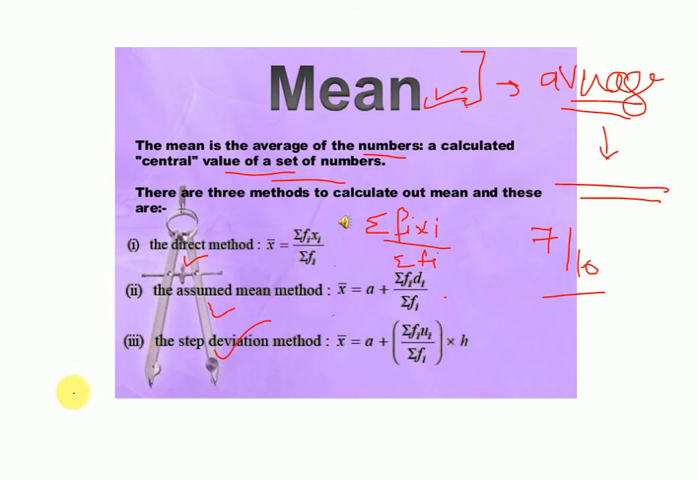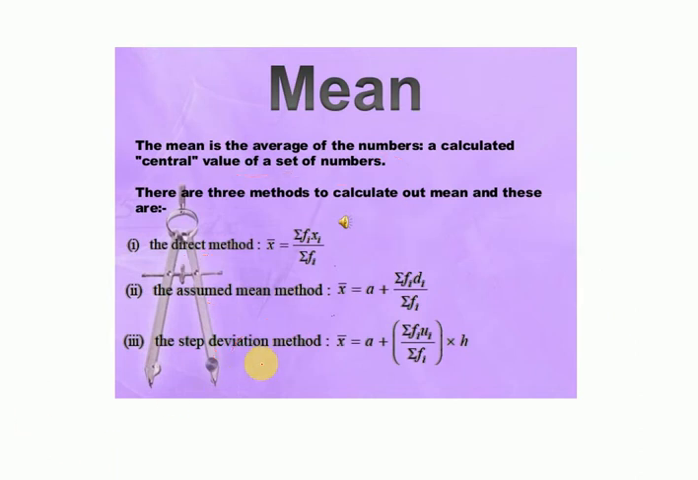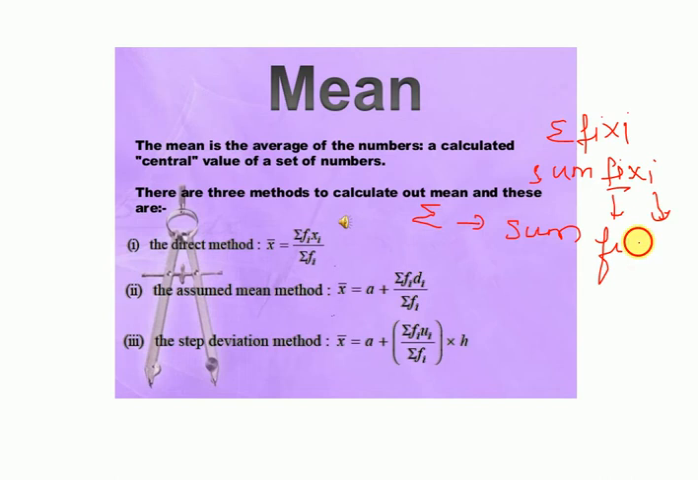Now I will tell what the meanings of these values are. Sigma, you can see, is called sum. So sigma fi xi means the sum of fi and xi. Fi is frequency and xi is class mark. So first we multiply the frequency and class mark, and then we take the sum of all that, and I get sigma fi xi. Sigma fi means the sum of all frequencies. Understood?